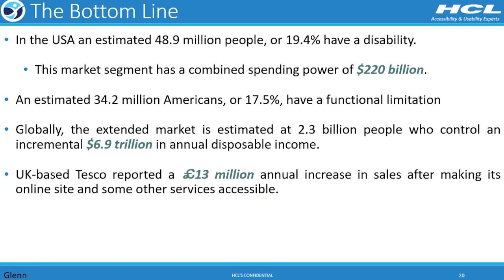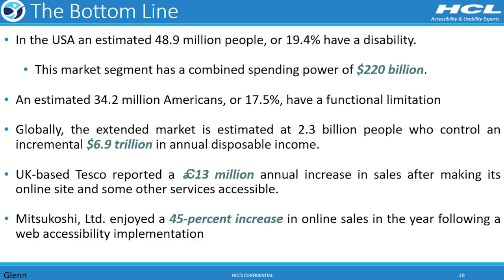And there are some concrete examples of companies making that shift to accessibility and seeing a huge bonus because of it. Tesco, back in England, enjoyed a 13 million pound annual increase in sales after going onto accessibility. Mitsukoshi Limited, a 45% increase in online sales. Those are again big numbers. They realize that accessibility is the right thing to do for many reasons, and yes, the bottom line is one of them.